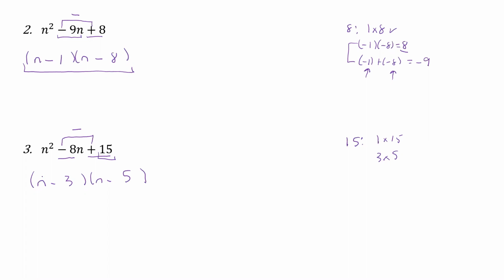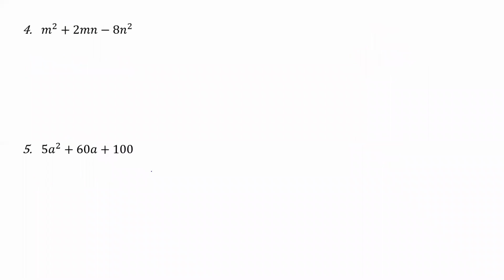Now I can check. n times n is n squared. Then I have n times a minus 5 is minus 5n. Then I have a minus 3n, so minus 5 minus 3 is minus 8. And a minus 3 times a minus 5 is plus 15. And so now I have this factored, okay? So let's try some more.